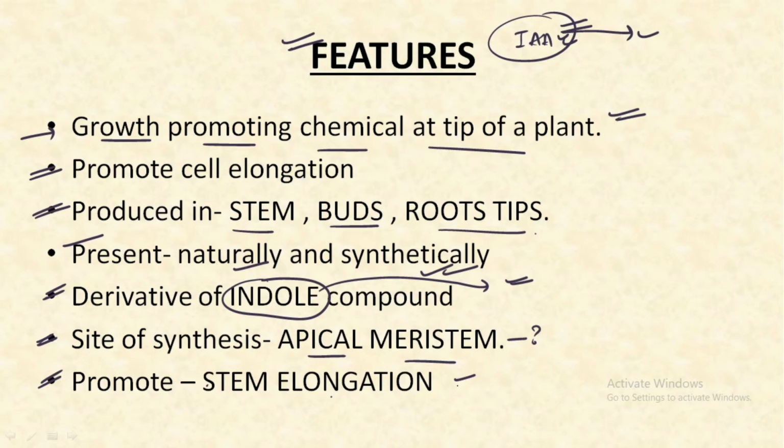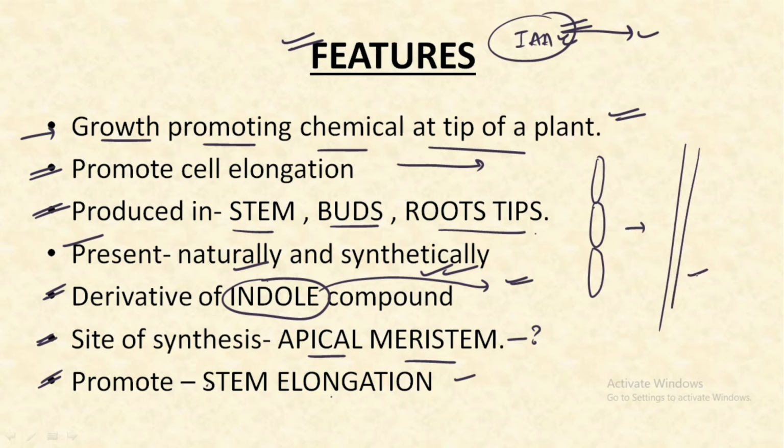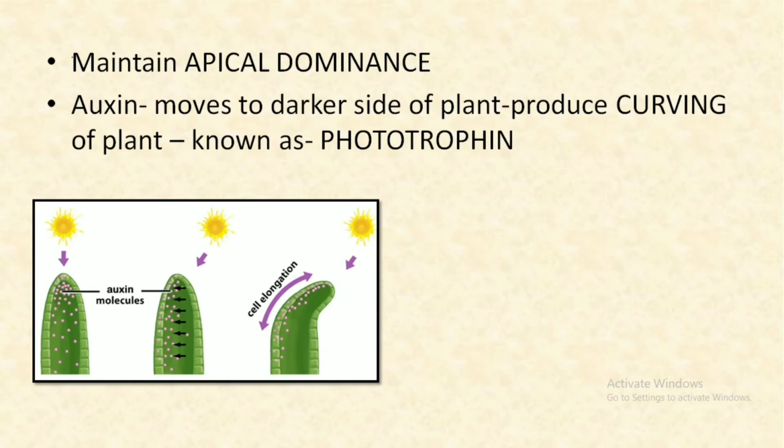Why does it help in stem elongation? Because it is helping in cell elongation, and as a result of the elongated cells, the stem would increase in its length. Then we have that auxin maintains apical dominance. What is apical dominance? It is very, very important because many questions have been framed from this area.